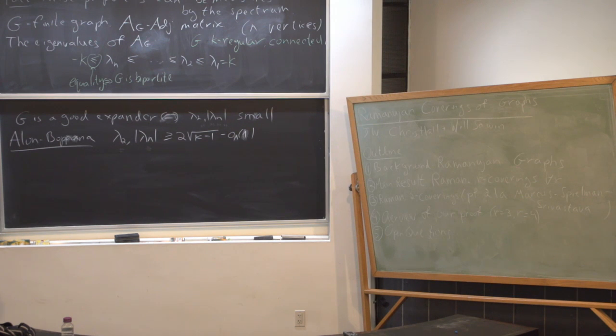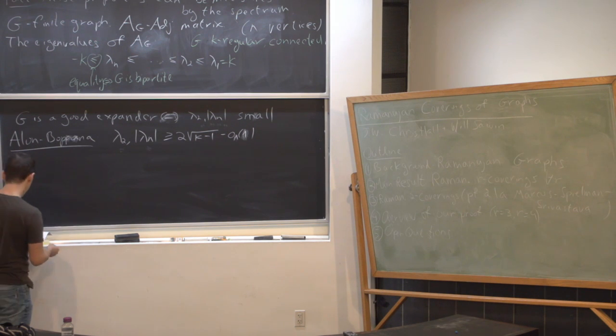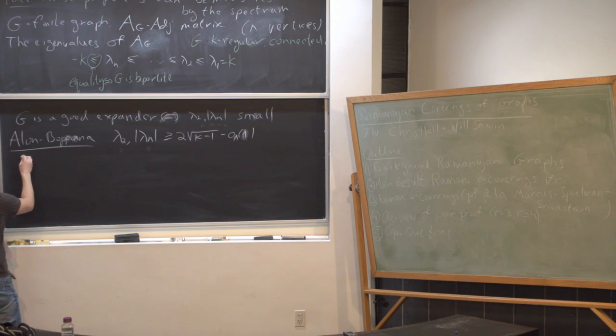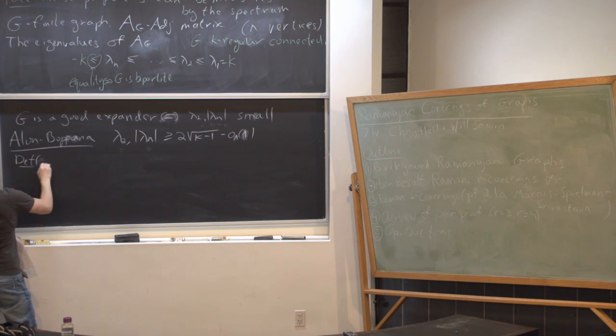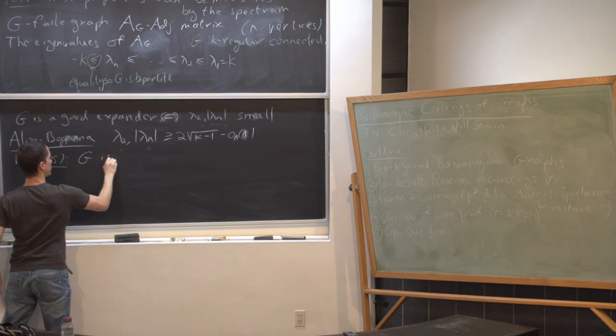Okay, so this brings us to the following definition by Lubotzky, Phillips, and Sarnak, I think, or certainly by Lubotzky, that a graph G is called Ramanujan.